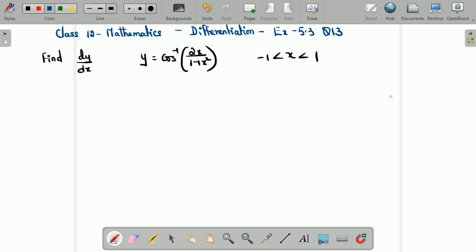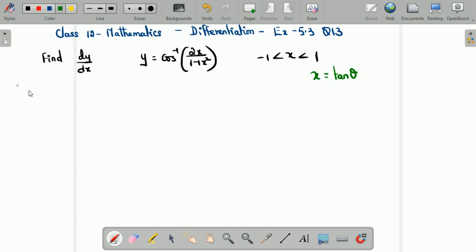In this video, let's find a solution for the 13th question in exercise 5.3. Find dy by dx given y is equal to cos inverse of 2x by 1 plus x squared. So let's start with a simple change. So x is going to be written as x is equal to tan theta. So wherever there is x, let's replace it.